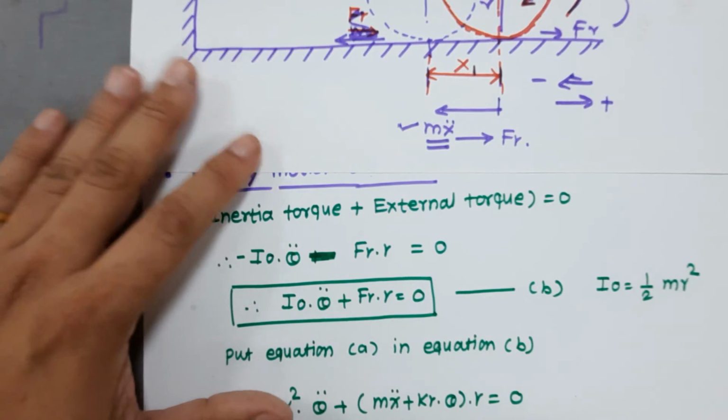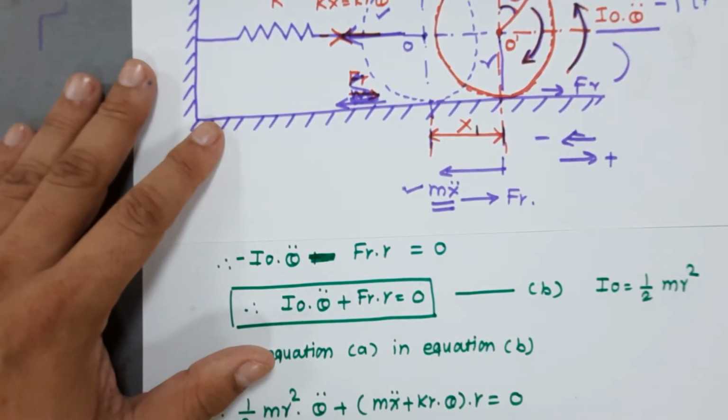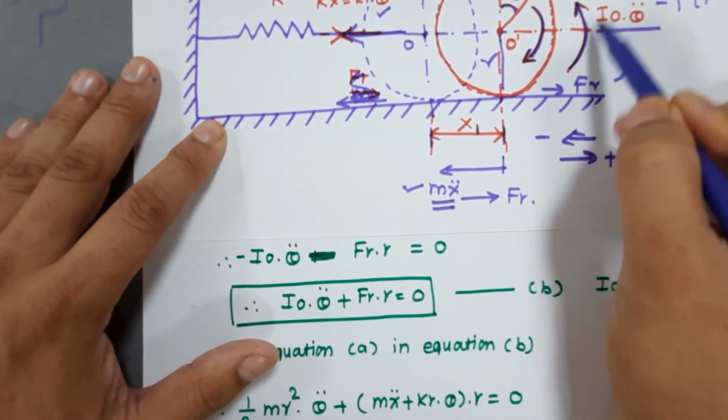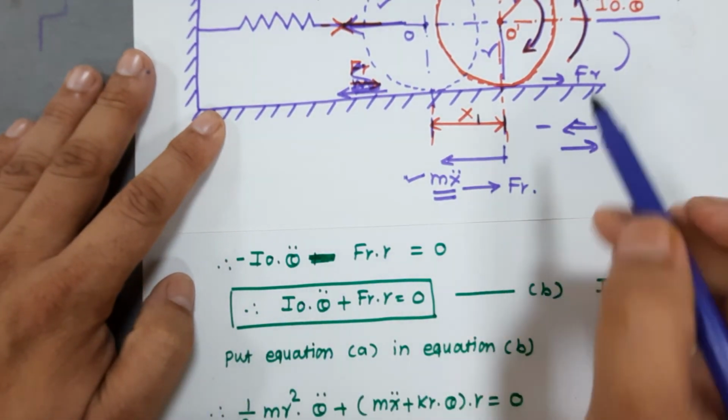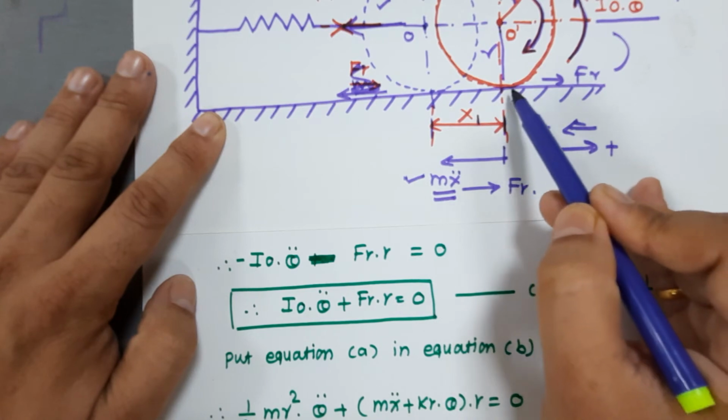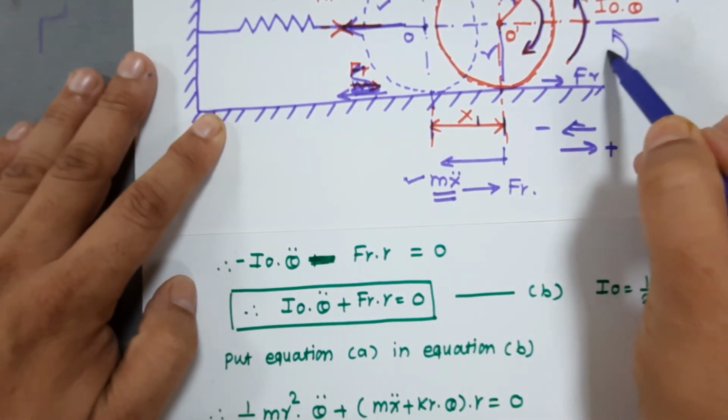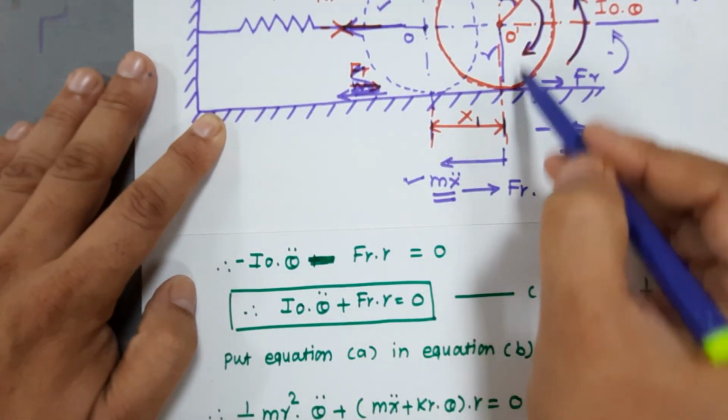So from this diagram, dear friends, I will explain to you. Here again I0 theta double dot acts in the anticlockwise direction. So here our value is minus I0 theta double dot, the frictional force here, and in the right hand direction, if we take its torque, it will be in the anticlockwise direction like this, it is minus. So minus fr into r, where r is the radius of the roller.